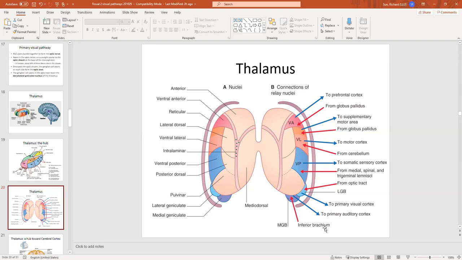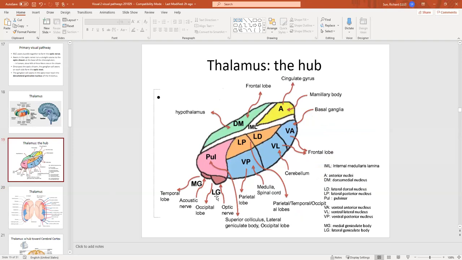And today we learned that not only that, here is the visual signal right here from the optic tracts to the lateral geniculate body, or we call it the lateral geniculate nucleus right here. So to the lateral geniculate nucleus, optic nerve, optic tract. And here is the occipital lobe, sent to the visual cortex. So that's that. This is the hub.